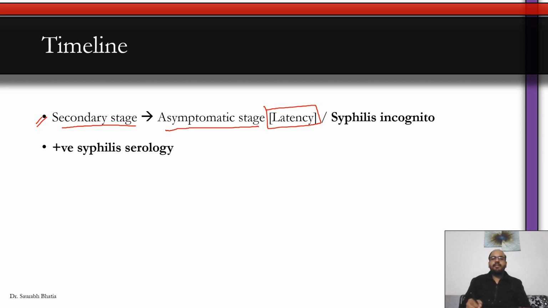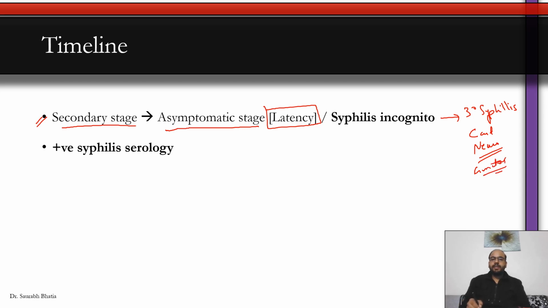And after the latency stage is over, you get tertiary syphilis, or specific syphilis like cardiosyphilis and neurosyphilis. These will develop. Okay, gummatous syphilis.